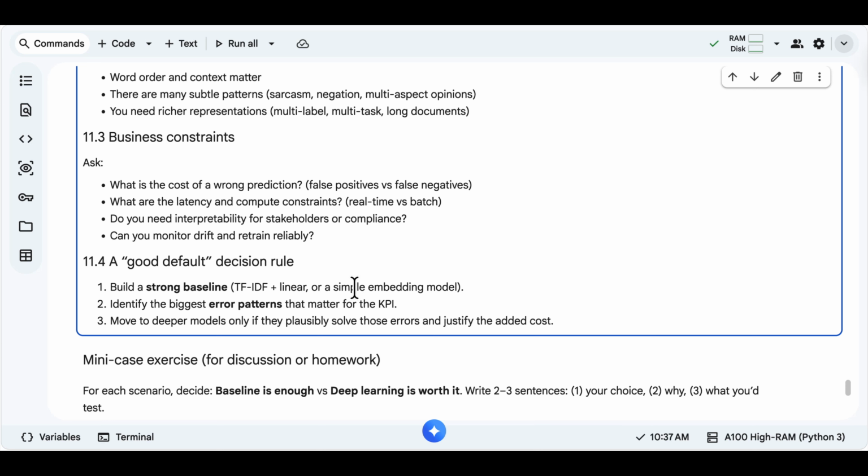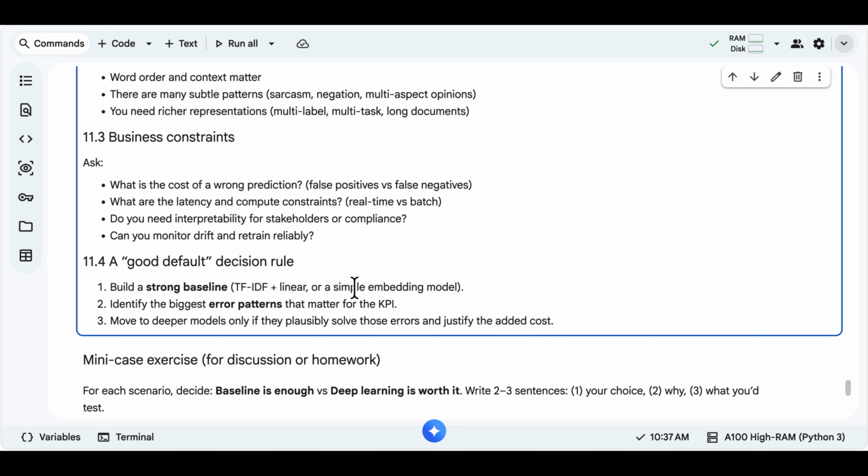Finally, consider business constraints. What is the cost of an error? Do you need low latency? Do stakeholders need interpretability? A good default rule is to build a strong baseline first, inspect the remaining error patterns, and only move to deeper models when they plausibly solve the errors that matter for the key performance indicator.